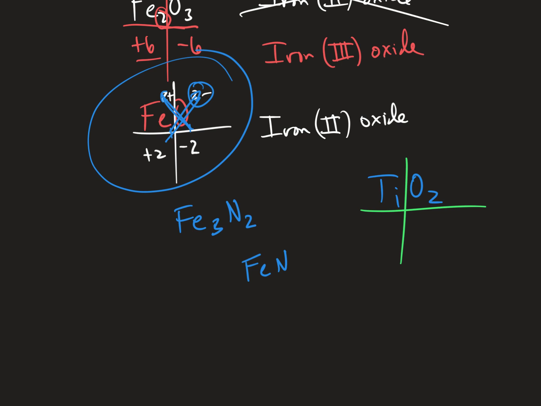What's the charge of oxygen, everybody? 2 minus, or negative. Should I give you some time? Who needs more time? Okay, it's 2 minus. So what's the total charge of all the anions?